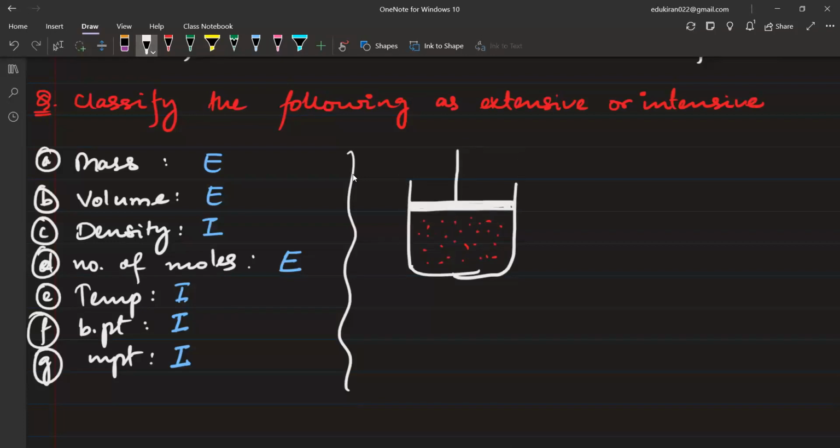If I am going to add, because it is movable, more and more gas particles, more and more gas molecules here, then what is going to happen? The piston will be moving up because what is happening?